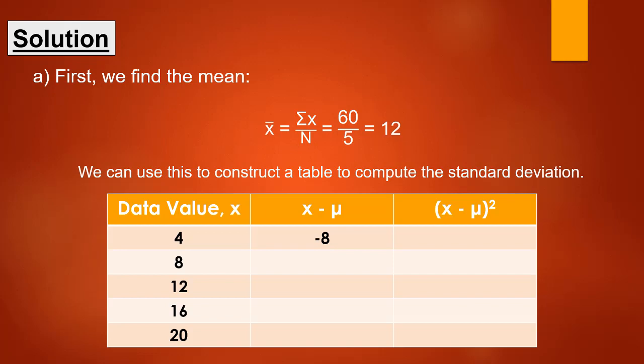We would list each data value, 4, 8, 12, 16, and 20, and then we would find their deviations. You would take the data value minus the mean. So the data value 4 minus the mean of 12, 4 minus 12, is negative 8. Then you do the same for 8. 8 minus 12 is negative 4. 12 minus 12 is 0. 16 minus 12 is 4. 20 minus 12 is 8.